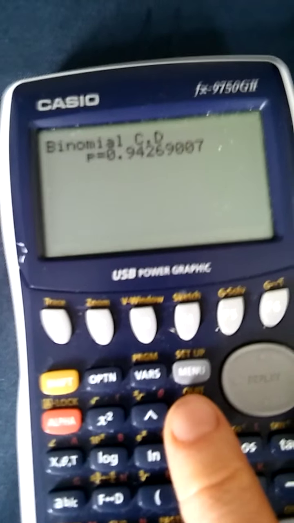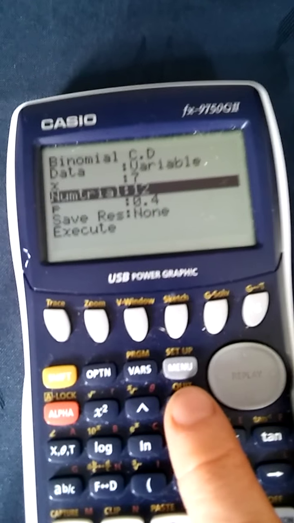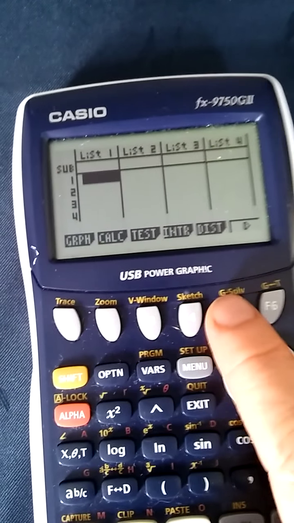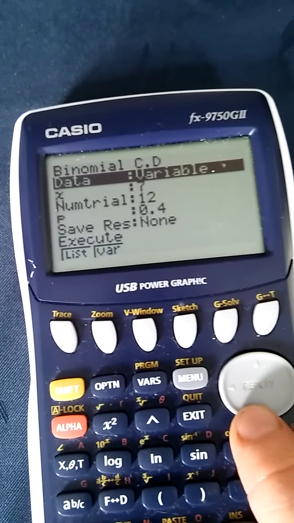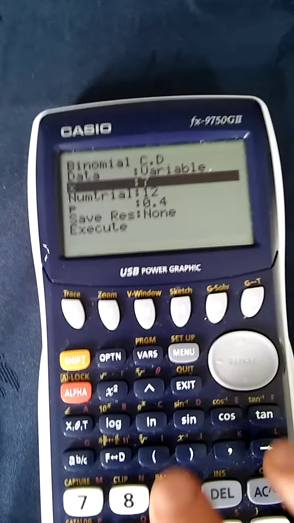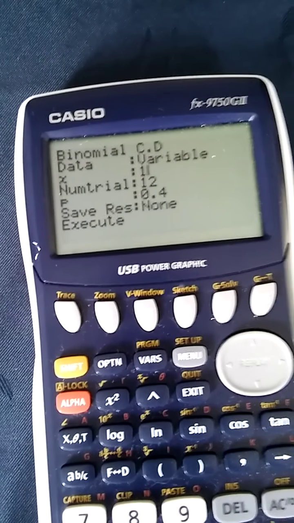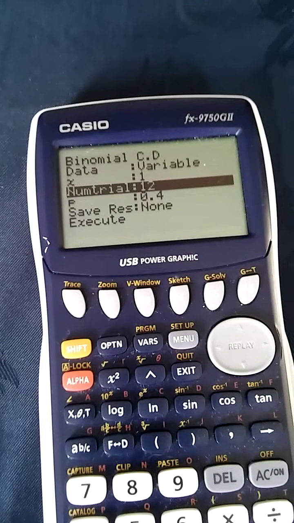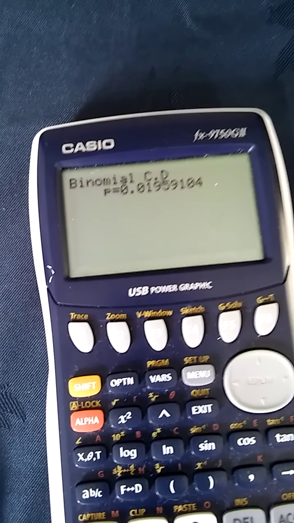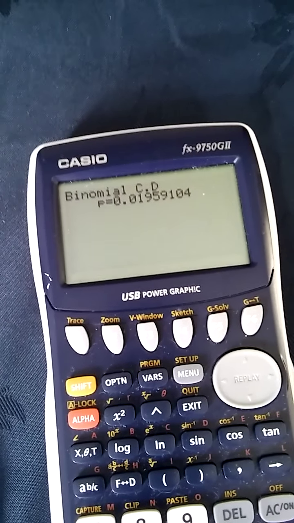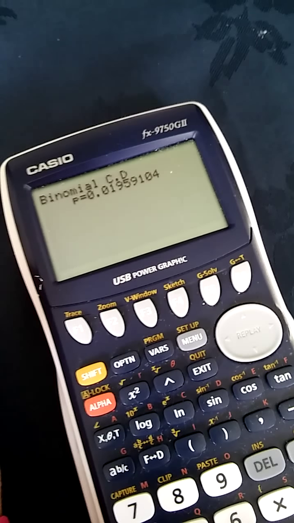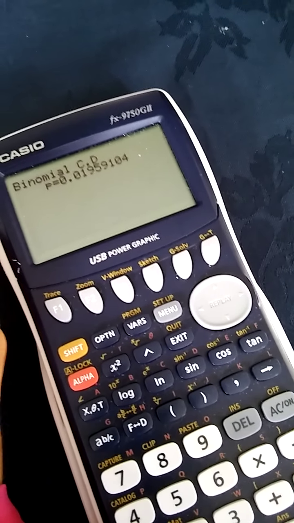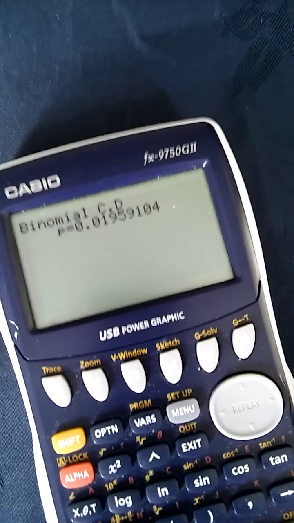Off we go. Press exit on that last question. You can press exit again if you want to. And then you just do distribution, binomial, BCD. But this time we want to change the X from 7 to 1, because we're after less than or equal to 1. N stays the same, P stays the same. Blue button, and the answer's up: 0.020. That is to 3 significant figures.